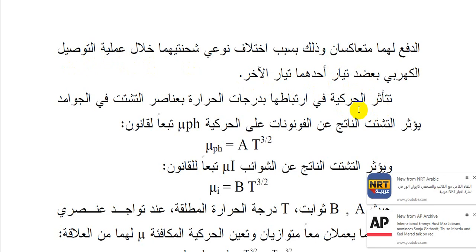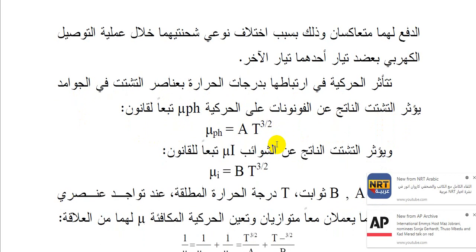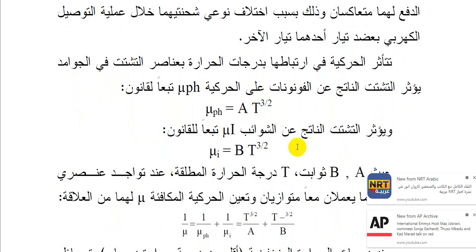The mobility is pretty much affected, in its correlation to the temperature, by the dispersion elements of solids. The dispersion resulting from phonons is affecting mobility. Mu ph, according to the rule, equals A T^(-3/2). That is, the effective scattering resulting from phonons affects the mobility of the holes.